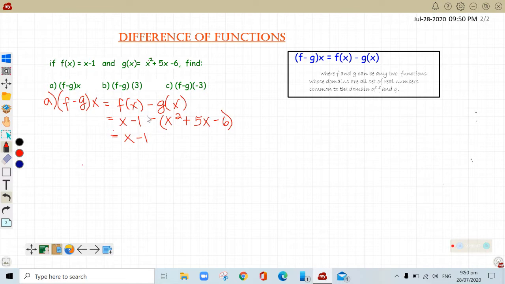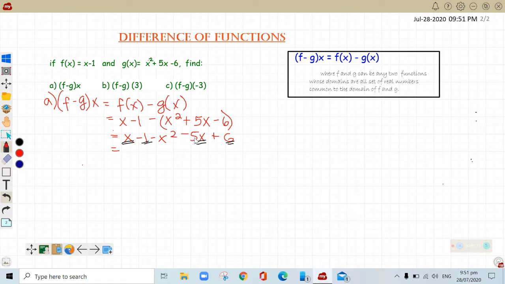See, when we are subtracting, we need to multiply this to the whole of this equation, and of course, in subtraction, the sign changes. Okay, so negative times a positive, that will become negative x squared, negative positive, that will be negative 5x, negative negative, that will be positive 6. Now we are ready to combine like terms. So what are the like terms here? It's x and 5x, negative 1 and positive 6.